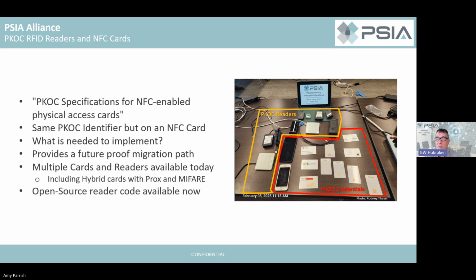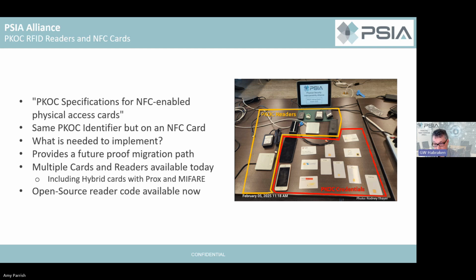So how do we implement PKOC on NFC? Well, you need a reader and a card. And when we say NFC, we mean cards that can be read by NFC readers, such as those on your smartphone. But NFC itself uses ISO 14443, which is the most common high-frequency protocol. So that means that if you have a reader today that supports ISO 14443, for example, supporting DESFire, then you can also implement PKOC on that reader. Also, the reader has to do the cryptography. So those are the two things that you need for a reader.